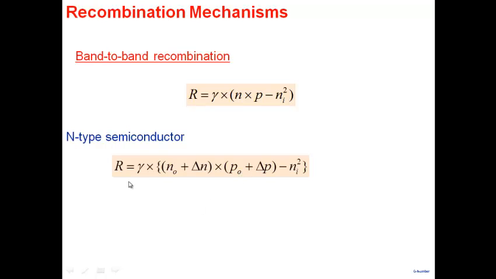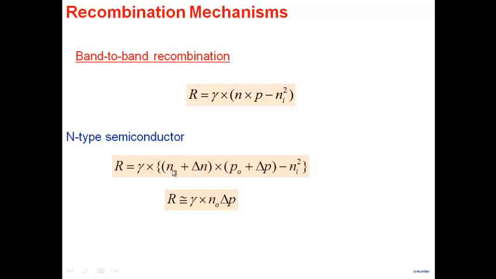Now, the recombination rate will be gamma times n, which becomes n0 plus delta n, times p, which becomes p0 plus delta p, minus ni square. Now, let me look at a case of what we call low-level injection. Low-level injection means these excess carriers, delta n and delta p, are small compared to n0. See, n0 is the normal carrier density inside my device. Delta n and delta p I've created through, let's say, optical generation. And delta n and delta p are equal, but they're small compared to n0.